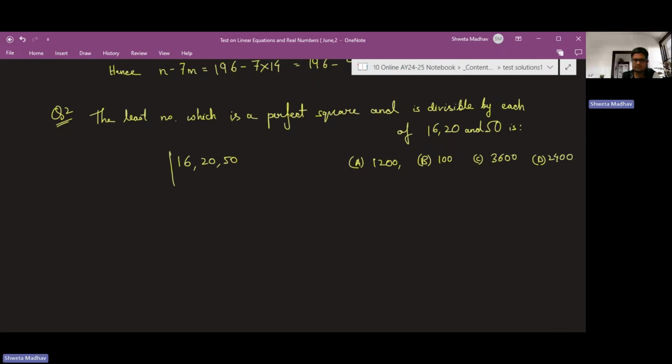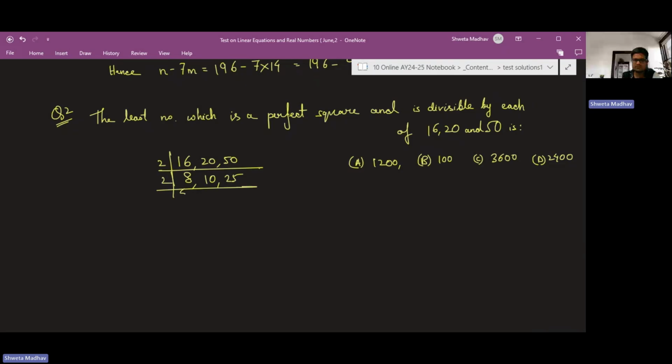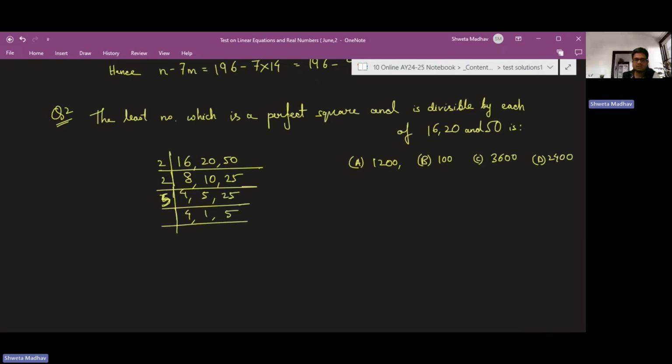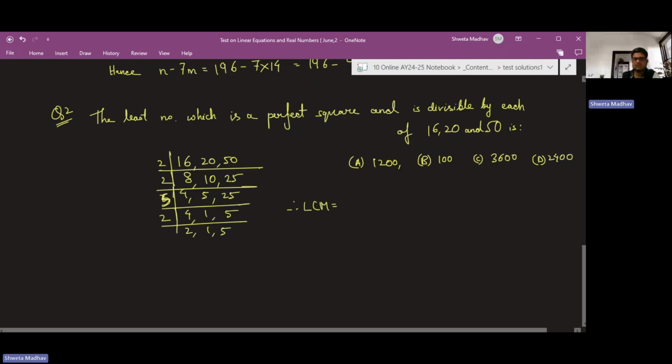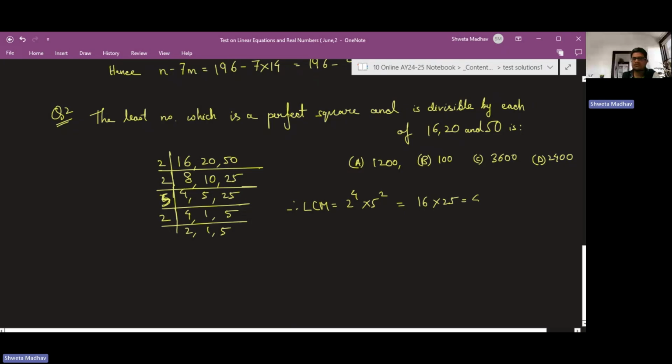So now we have to take the LCM of 16, 20 and 50 first. So 2 8s are 16, 2 10s are 20, 2 25s are 50, then 2 4s are 8, 2 5s are 10, and 25 is not divisible by 2 at all. Then again with 5, 5 is a common prime factor. So 4 is not divisible by 5. Then 5 1s are 5, 5 5s are 25. Then 2 2s are 4 and 1 and 5. So the LCM of them is equal to 2 power 4 into 5 power 2, that is 16 into 25, which is equal to 400.